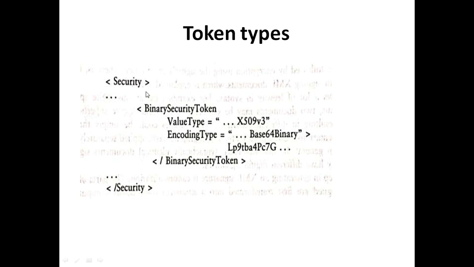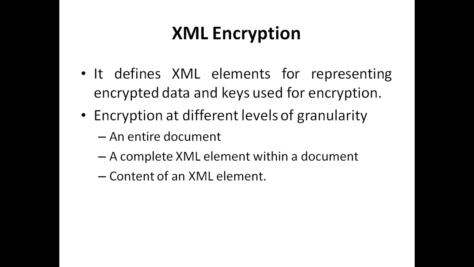Now if you see here, binary security token is an element, and the value type we have given. It's a certificate, which is X.509 version 3. And the encoding type it has used is base 64 binary. And whatever the data you'll be getting is a hash function, so it is encoded or represented by using hexadecimal notation. So this is what regarding token types.